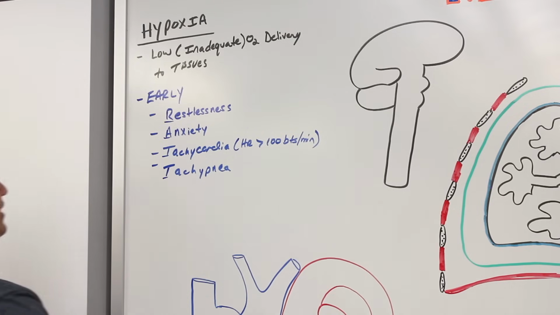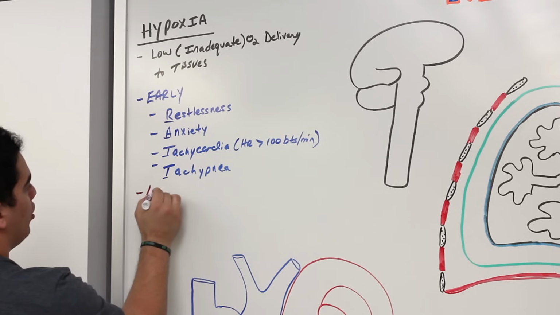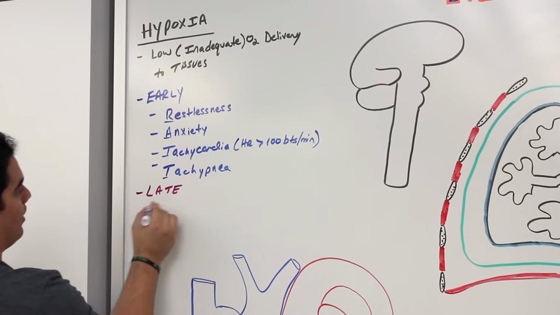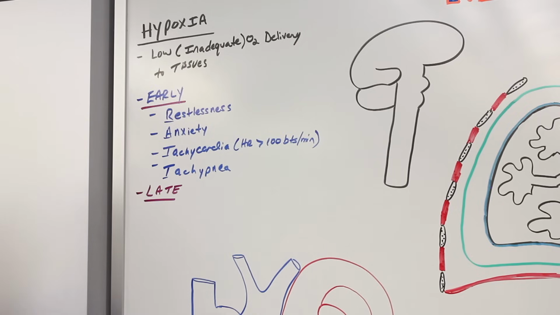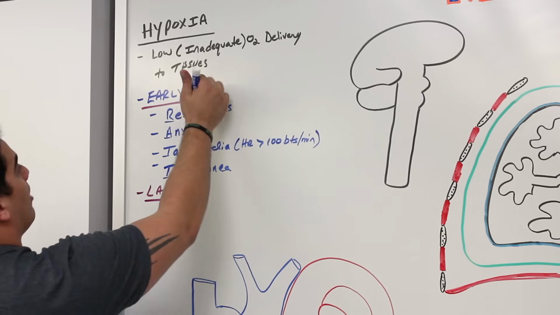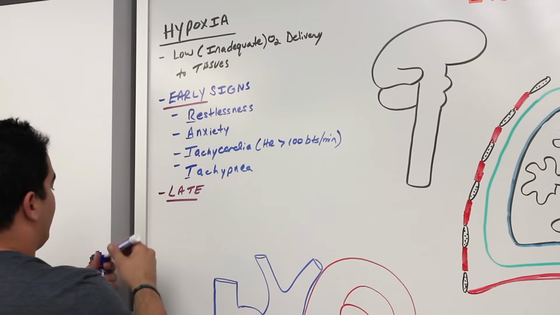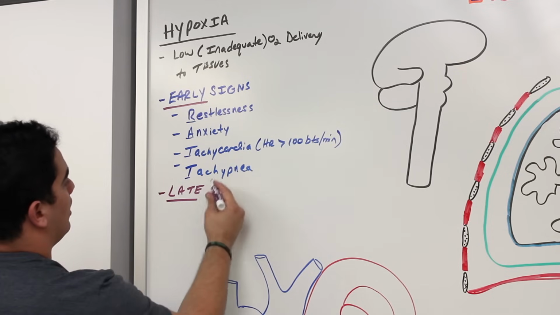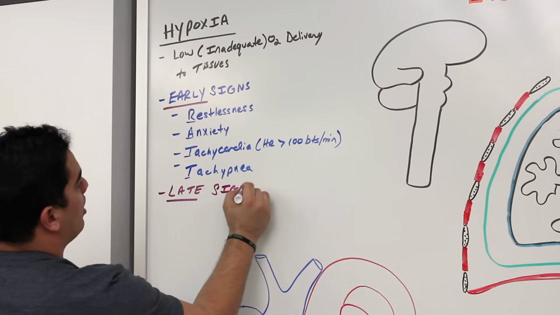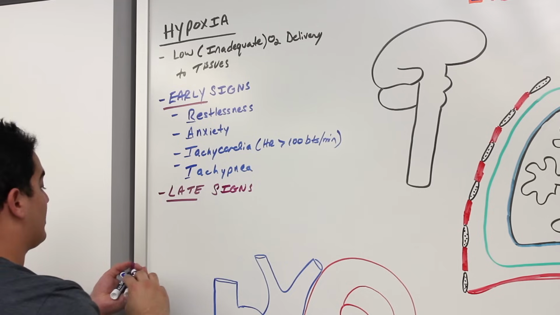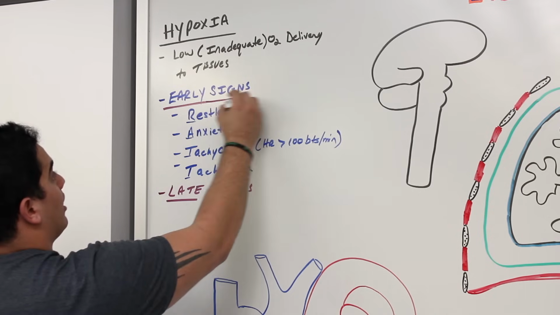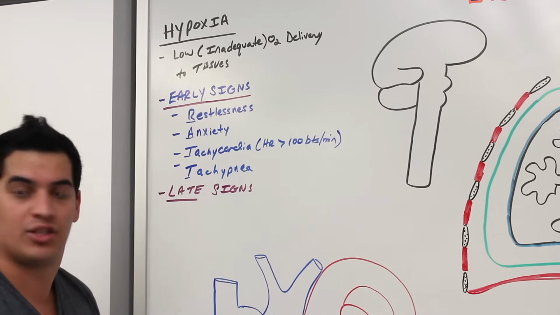What about the late stages, when it's actually really bad? What about the late stages of hypoxia? This is the early signs of hypoxia, and then these are the late signs of hypoxia. The reason you want to be able to catch these things early, if possible, is to prevent these people from developing brain damage or damage to the heart as well.